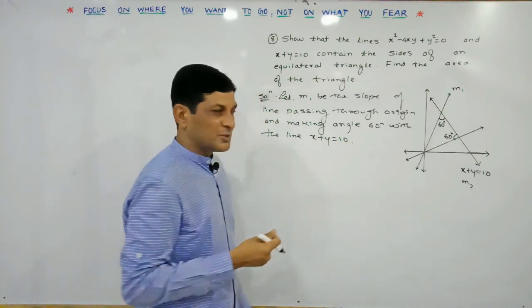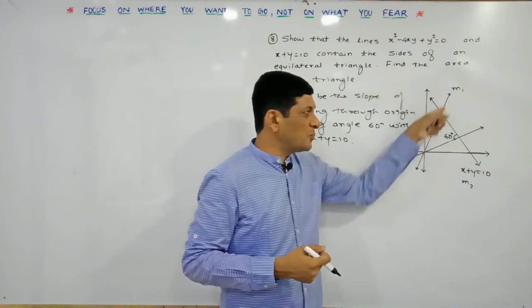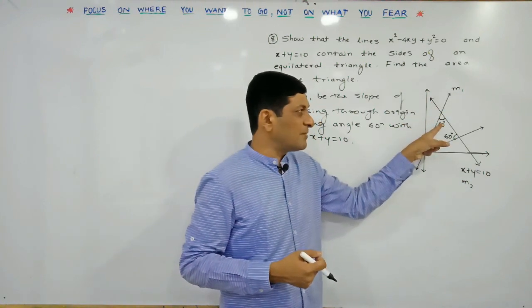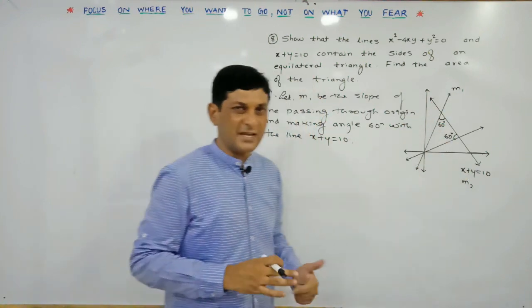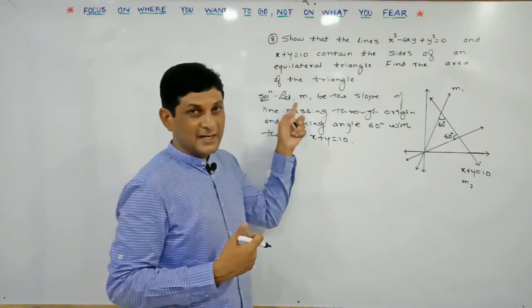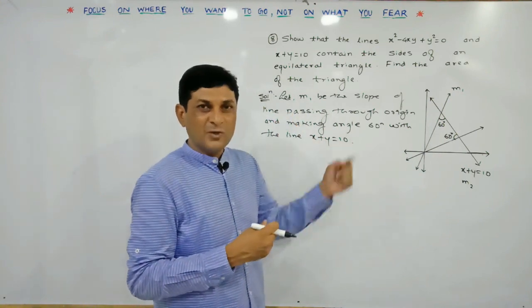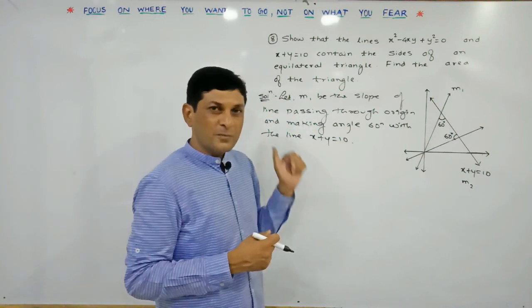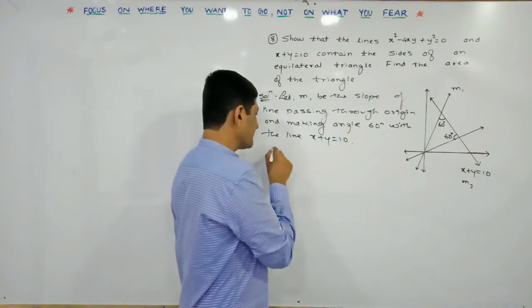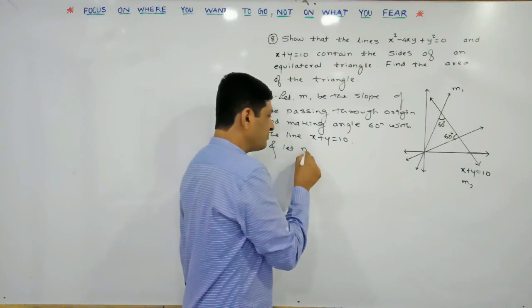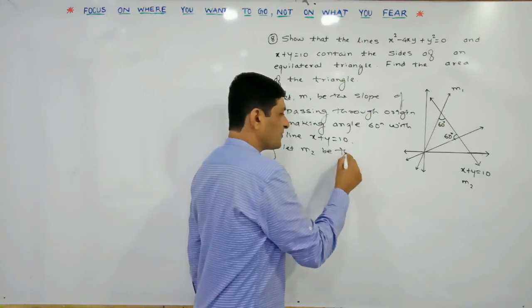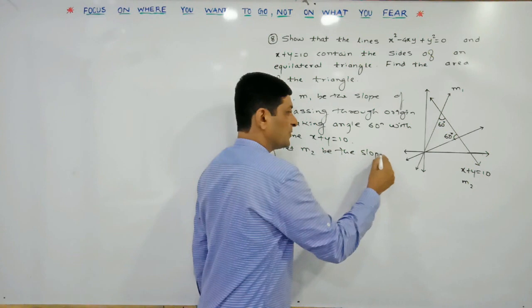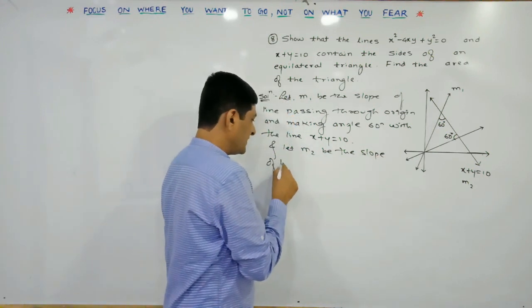So this is our supposition: m1 is the slope of such a line which passes through the origin and makes an angle of 60 degrees with this line. We have written let, meaning we are supposing that let m1 be the slope of the line which makes an angle of 60 degrees with this line. Now the slope of this line we are denoting by m2, and let m2 be the slope of the line.